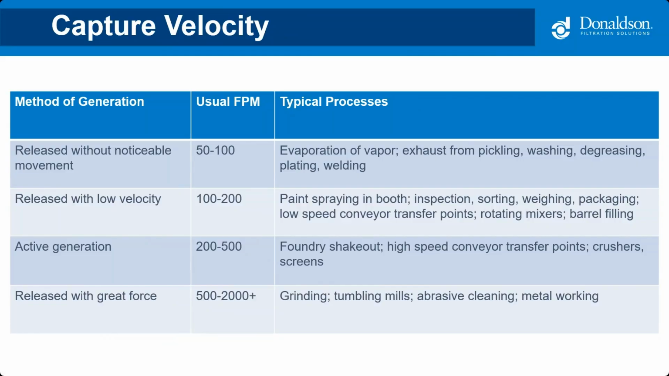It's light, easily flowing dust that isn't being forcibly moved. At the very extreme end would be grinding and tumbling mills, like bead blasting equipment or grinding wheels, where the dust is being forced away. If you have a high-speed grinder or a bead blasting gun, then you're talking upwards of 2,000 feet per minute. Everything else typically falls somewhere in between.